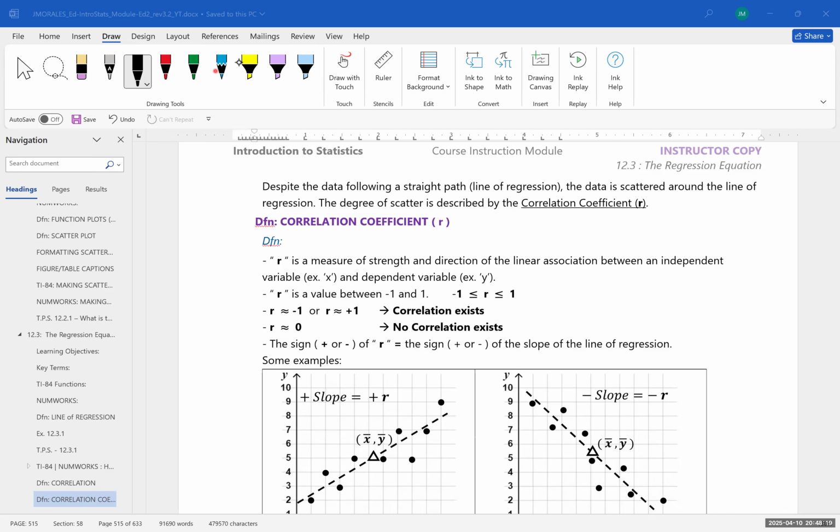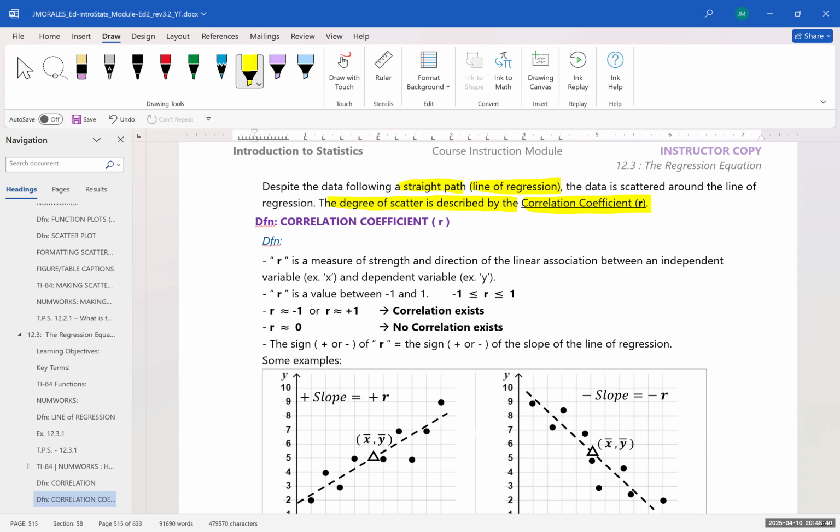Okay, so despite the data following a straight path, which is your line of regression, the data is scattered around the line of regression. The degree of scatter is described by the correlation coefficient.